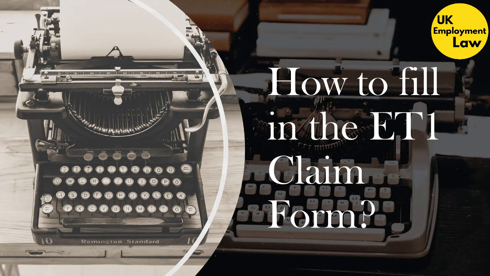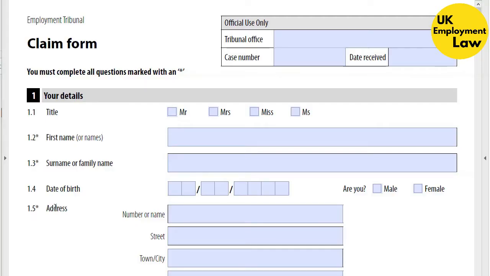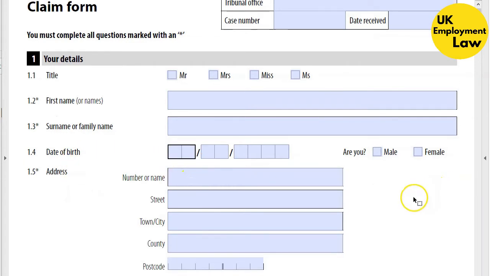In this section, we are going to learn how to fill in the ET1 claim form. I will now take you through the claim form step by step and explain to you what each section means and how to fill in the relevant section. Let's look at the document first. This is the ET1 Claim Form.